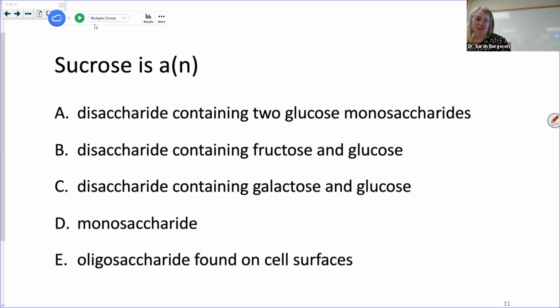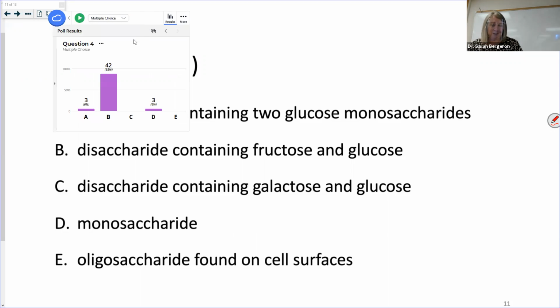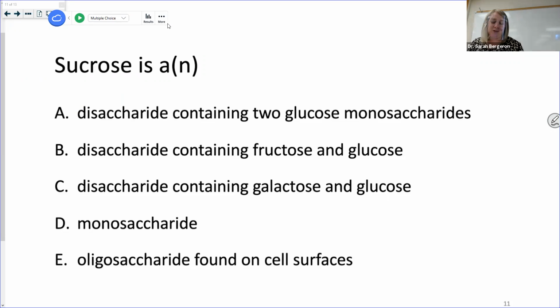Okay, so what did we say? It should have been B. That's right, it should have been B. Oh, it's much better when y'all talk to each other, right? So sucrose is a disaccharide, right? So you could automatically eliminate D and E.